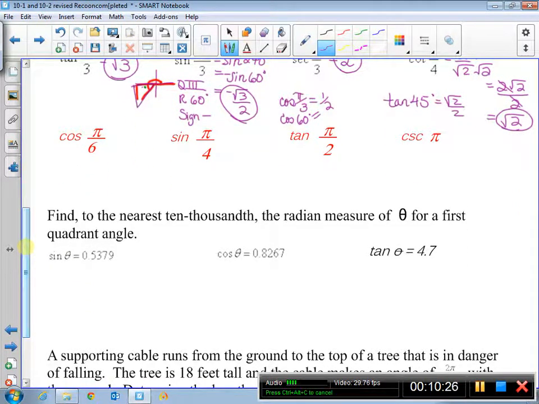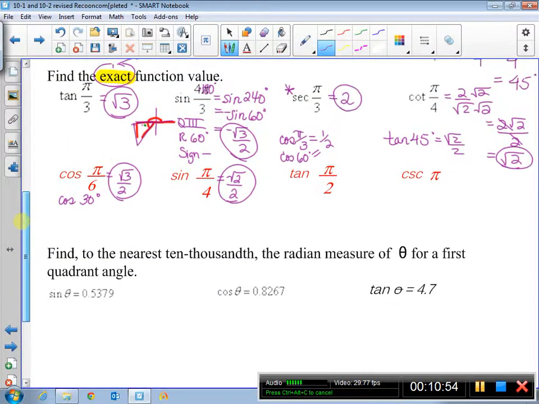Cosine of pi over 6. Go ahead and look at the chart. Cosine is in there. Same as the cosine of 30 degrees. Excellent. Sine, here's our 45. Sine of pi over 4 radians. It's radical 2 over 2.